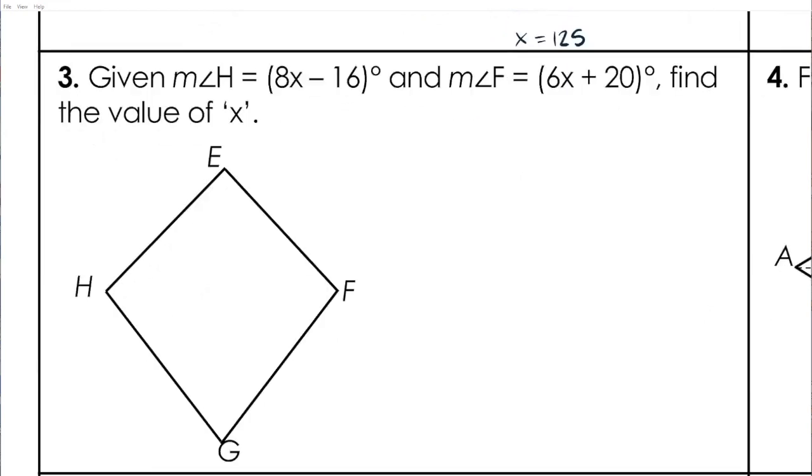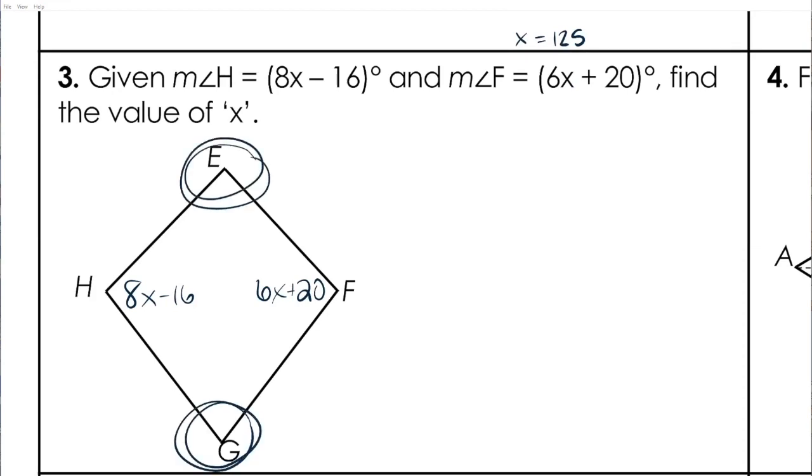Angle H is 8x minus 16. And angle F is 6x plus 20. Since this is a kite, there's only one thing that can be true here. In a kite, only one pair of angles is congruent. There's no way we could find these lengths with the given information. There's not enough. So the only option we have is to know that these are our congruent angles. So we're going to set them equal to one another. 8x minus 16 is 6x plus 20.